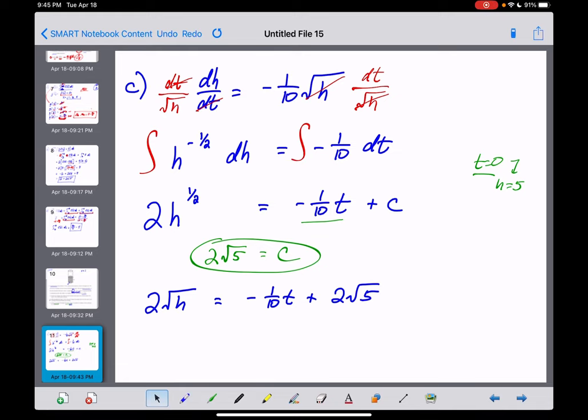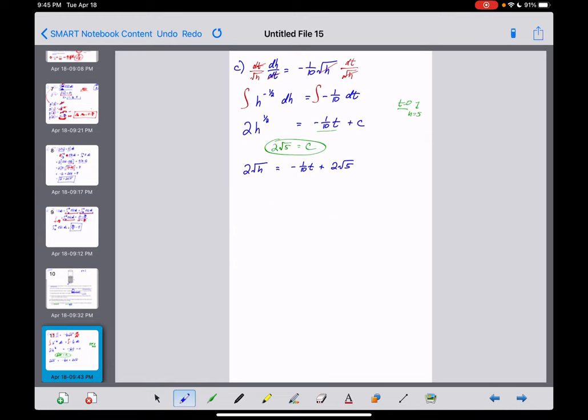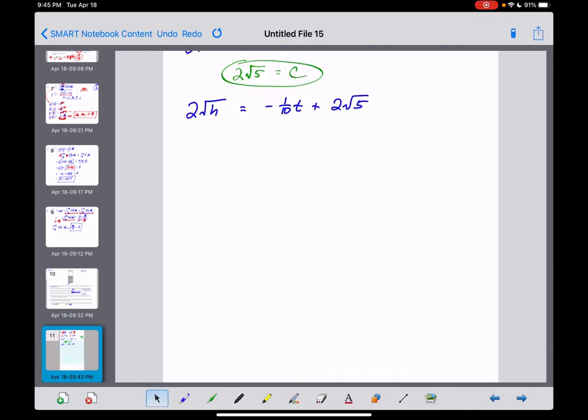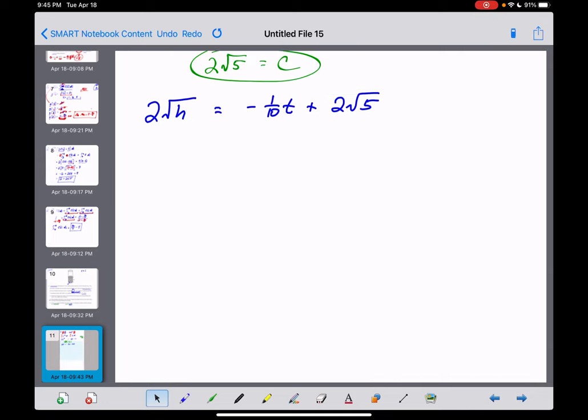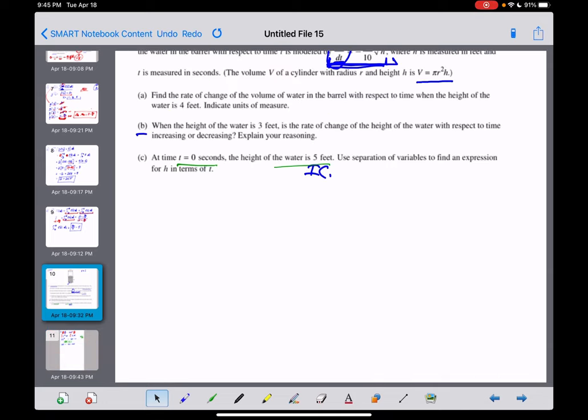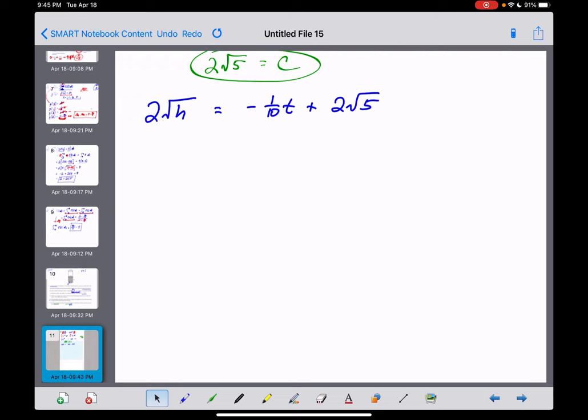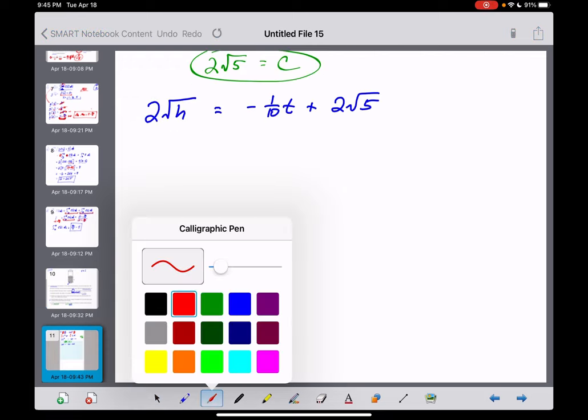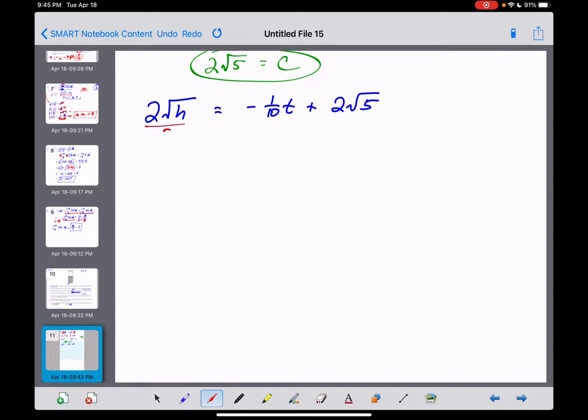And now we need to keep plugging away here, guys, and we need to solve this thing. I believe it was solving for h in terms of t, correct? Yeah, that's what we were looking for. So we're going to divide, let's go red here, everything by 2, this term, and this term, and this term. So we'll now end up with the square root of h is equal to, that's now a -1/20th t, and then those 2's cancel here and here, and we just get a plus root 5.